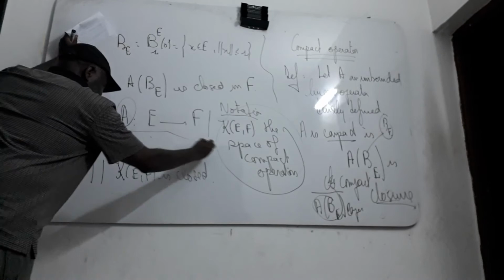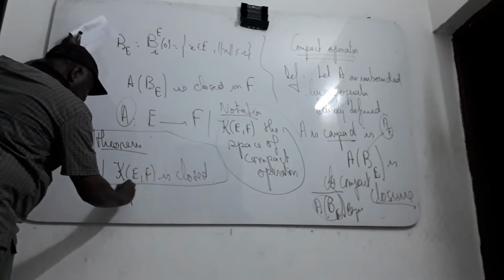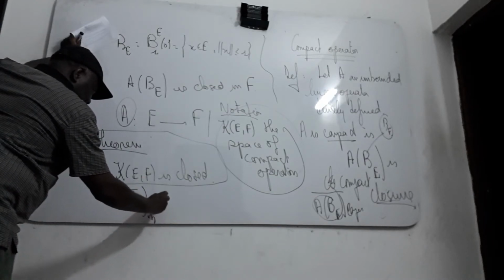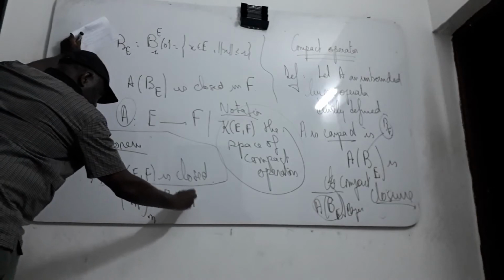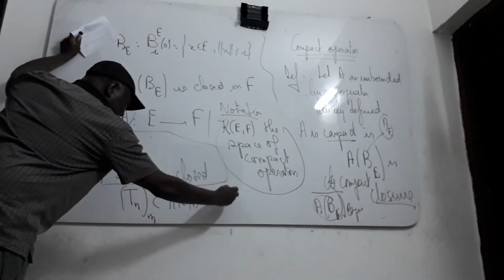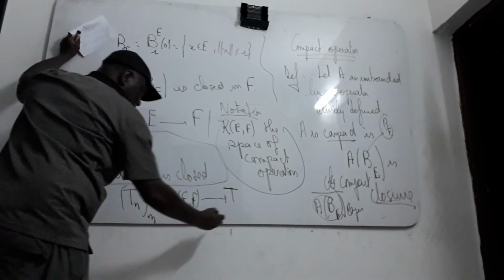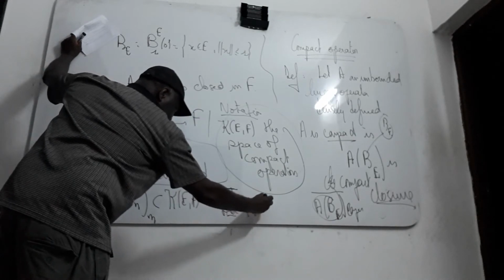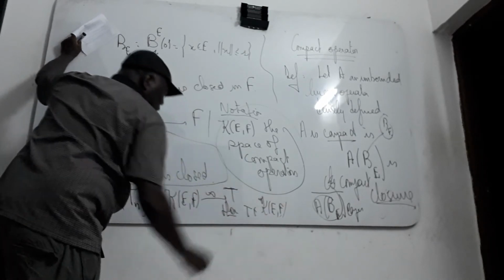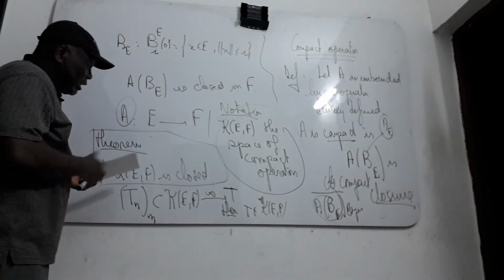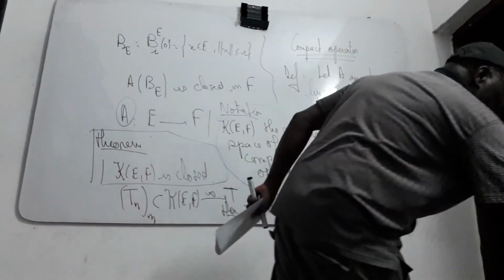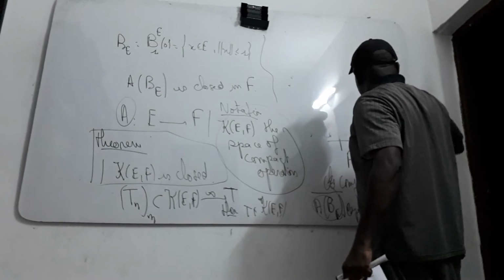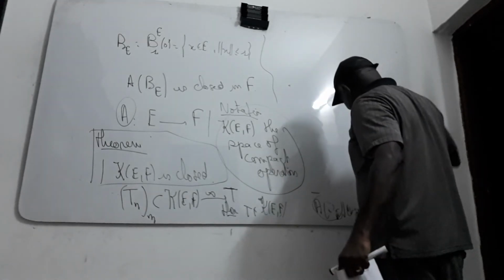It's very, very important. That means that if you have a sequence Tn of elements of K(E, F) which converges strongly to T, then T is also compact. This is what you are going to prove: the space is closed. Let me give you just the proof of this statement.